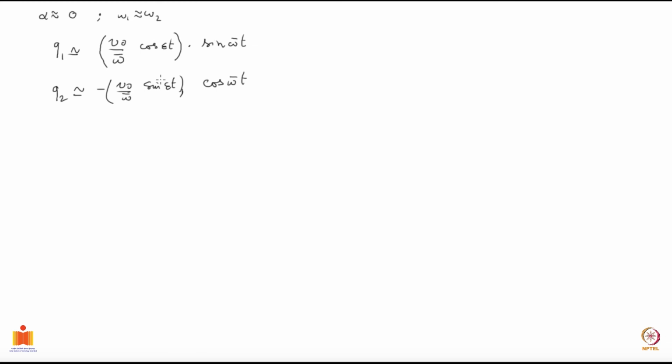Now let's find out the q1 dot and q2 dot, the velocities at any time. Please check that this is what you get. q1 dot is V0 cos(epsilon t) times cos(omega bar t), and q2 dot you get minus V0 sin(epsilon t) sin(omega bar t). Okay, so let's put t equal to 0 in this.